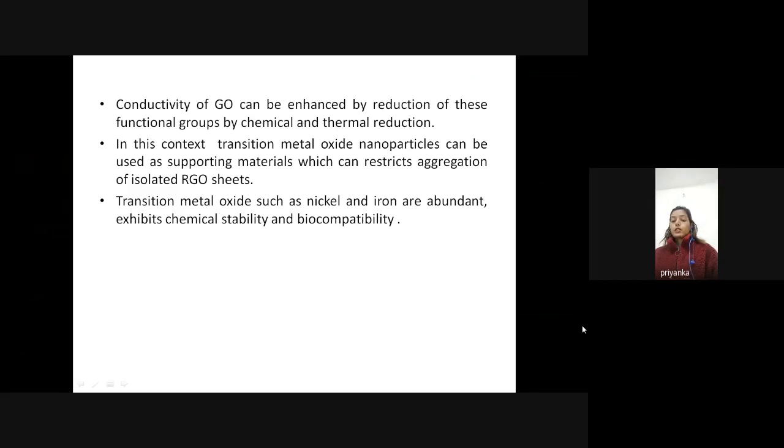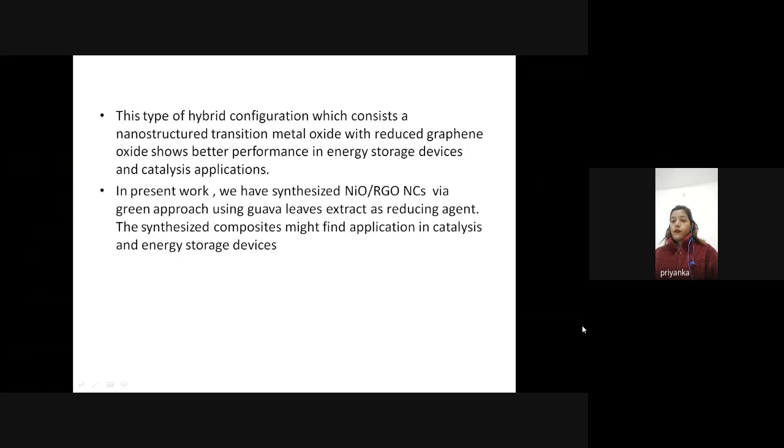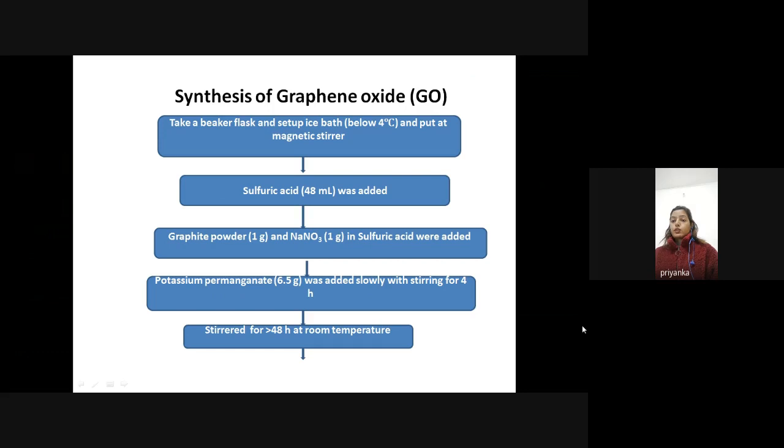So in the present work, we have synthesized NiO-RGO nanocomposites using a green approach in which we have used guava leaf extract as a reducing agent and capping agent. So first of all, we have synthesized graphene oxide. For synthesis of graphene oxide, we have used the modified Hummers' method, and these are the steps which we have followed to synthesize graphene oxide.